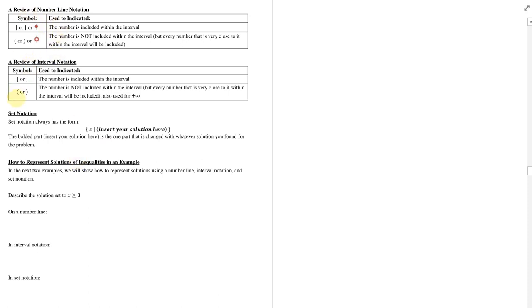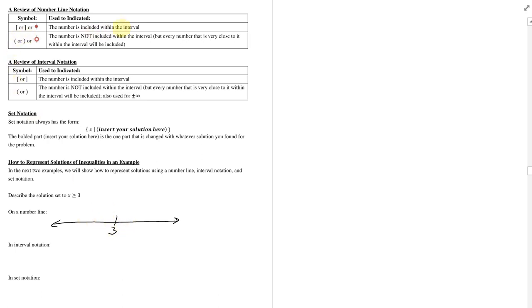What I want to do is describe the solution set to x is greater than or equal to 3. There are 3 different ways that you can represent solutions of inequalities. The first one is on a number line. You're going to create a number line, exactly like what it sounds. And you need to mark that number line with whatever number we're talking about. So here's my number line with a 3.